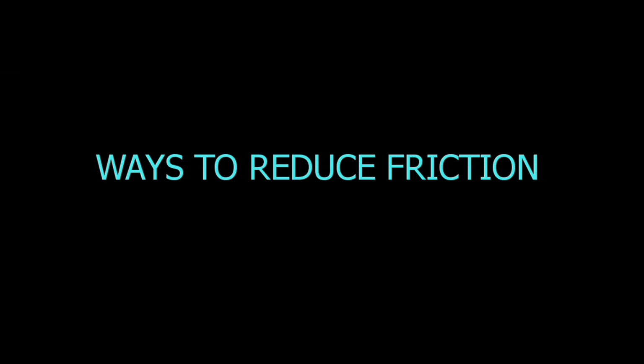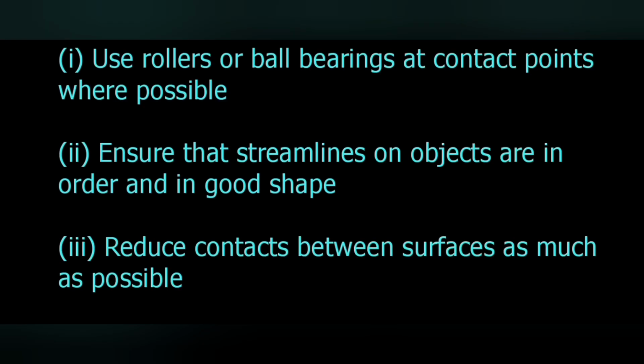Ways to reduce friction. The following are ways to reduce friction. 1. Use rollers or ball bearings at contact points where possible. 2. Ensure that streamlines on objects are in order and in good shape. 3. Reduce contacts between surfaces as much as possible.